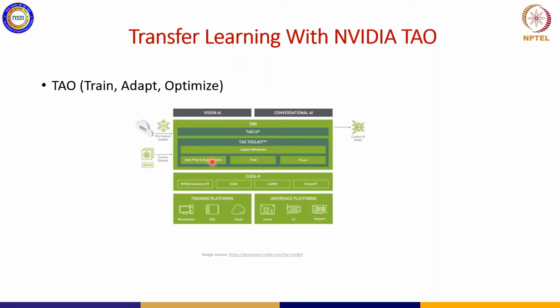Inside TAO, you can do data preparation and augmentation. You can train inside the toolkit, and then you prune. After you prune, then you have your customized AI model. So all of this will run under CUDA X using your container, and then the CUDA is there, cuDNN for the training. Then when you want to do inference, you can proceed further to optimize using what we call TensorRT. And the training can be done on your workstation, on DGX, on the cloud. You can run inference on this platform as well. So for more information on this, you can visit this link.